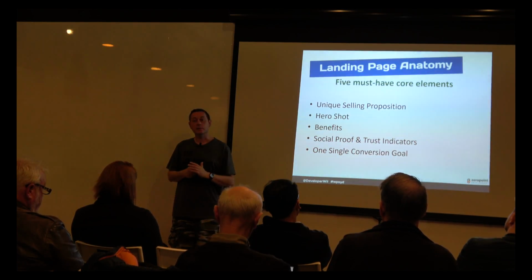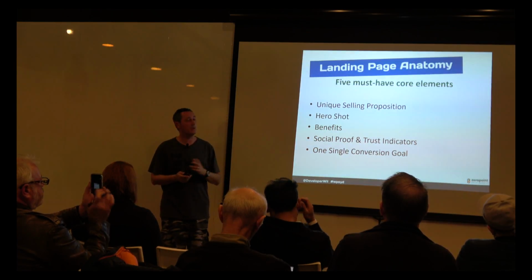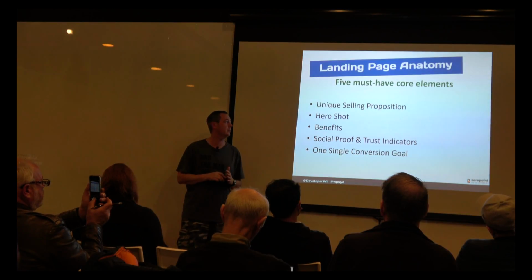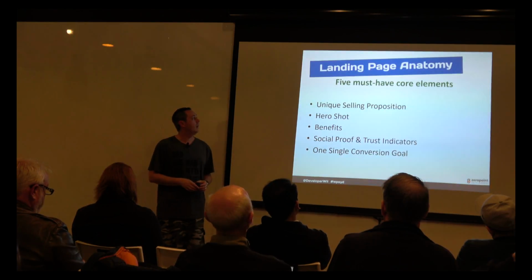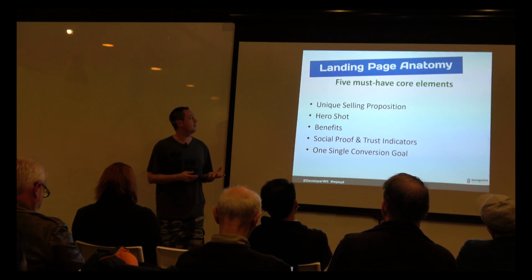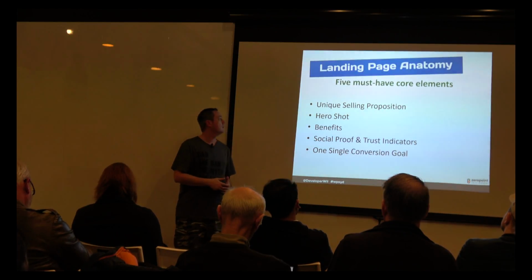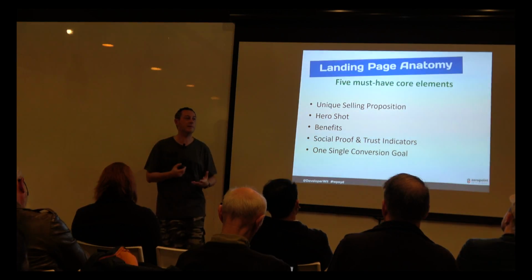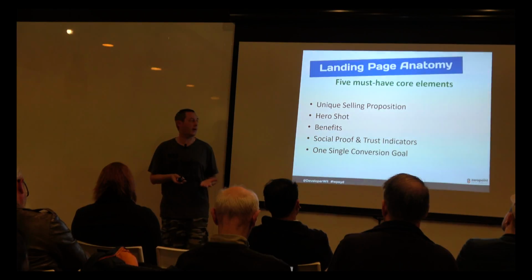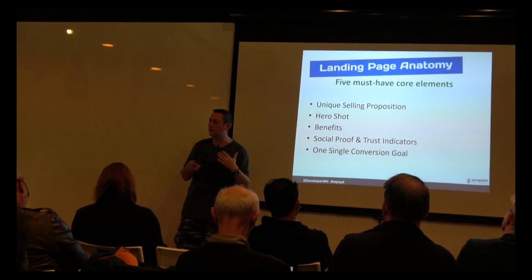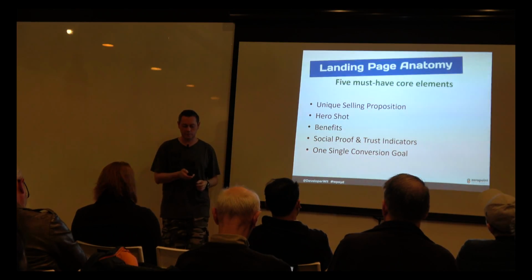Okay, so let's have a look at landing page anatomy. What needs to go on landing pages? I've got 5 must-have core elements that I've put on a landing page. I'll put these slides up on our Facebook page, so you don't have to write them all down. So for the landing page, 5 things: a unique selling proposition, so you need to be able to sell something to people. A hero shot, some sort of graphical message that conveys what you're trying to get them to do. Some benefits, why are they doing that? Some social proof and trust indicators. And again, the one single goal, the one conversion that you want them to do on that website.